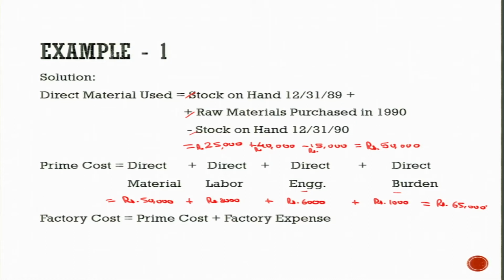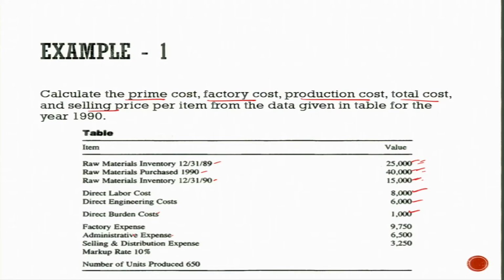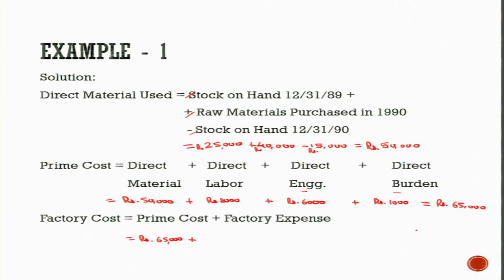So, what is factory cost? It is the prime cost that we have gotten here as 65,000 plus the factory expenses. What are the factory expenses? Let us see in the table. It is given as factory expense of rupees 9,750. So, 65 plus 9 is 74, that is 74,750. This is the factory cost.